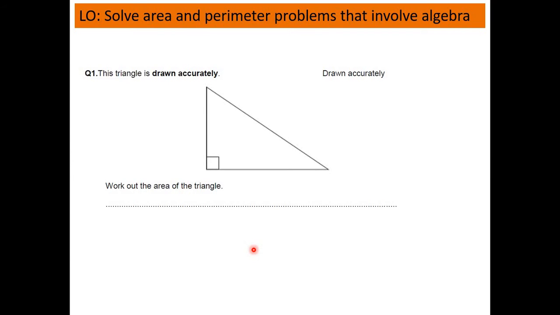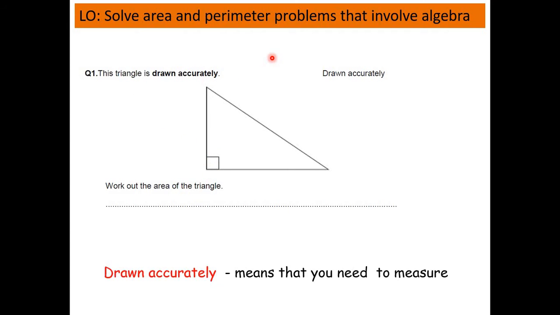So now we're going to work through some questions like you would see in an exam before you go on to work on some of your own. So the first thing we have here is a triangle. It is a right angle triangle because we have a right angle here. The triangle, it says, is drawn accurately. Now, drawn accurately means that you need to measure it. You need to take a ruler and measure this.